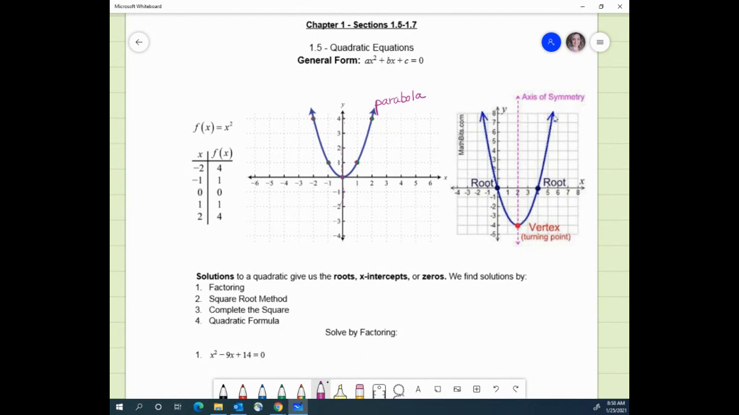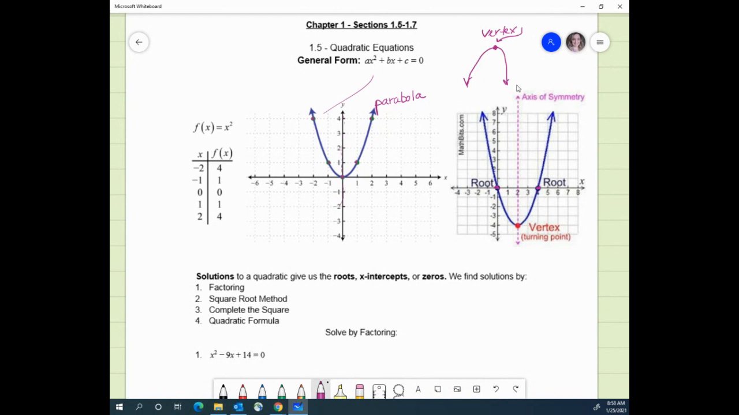So you can kind of see the different pieces of the graph over here. We've got the U shape, the parabola, okay? This point right here is called the vertex or the turning point. So in this case, this is where it goes from decreasing back up to increasing. And sometimes they're flipped this way, and this is where it goes from increasing to decreasing. But this is also called the vertex here, okay?